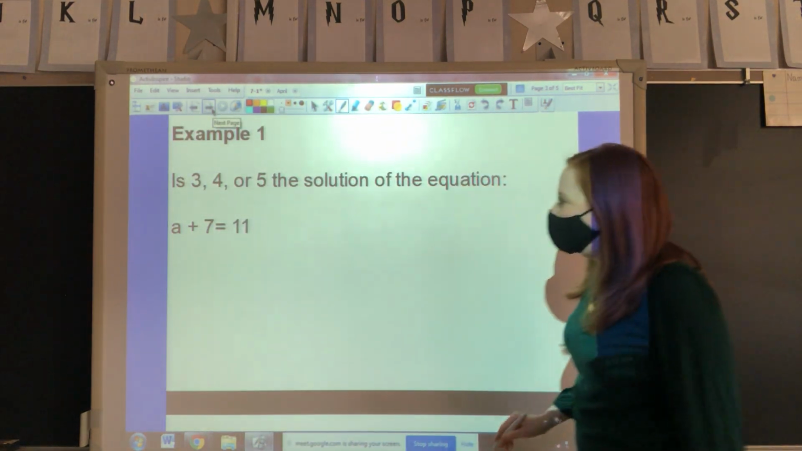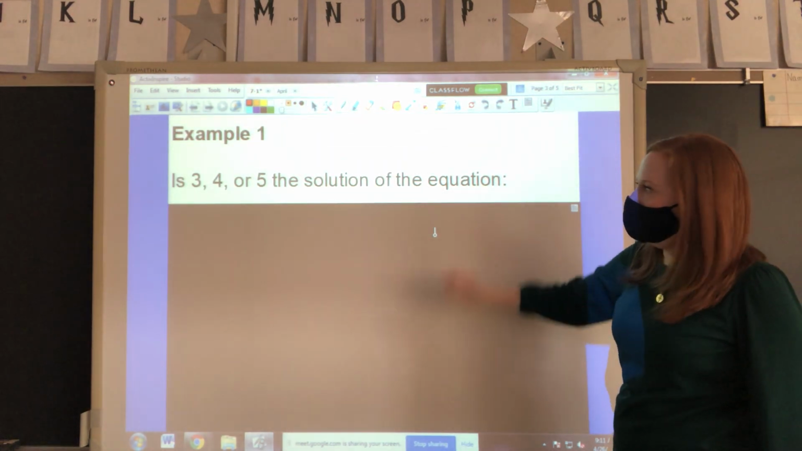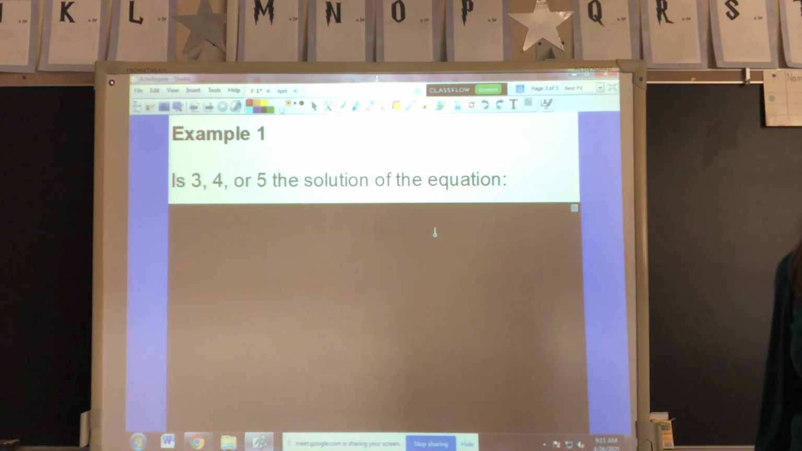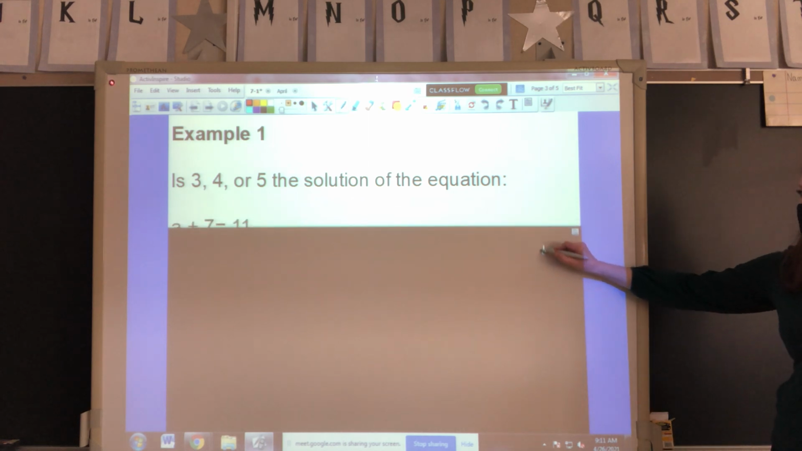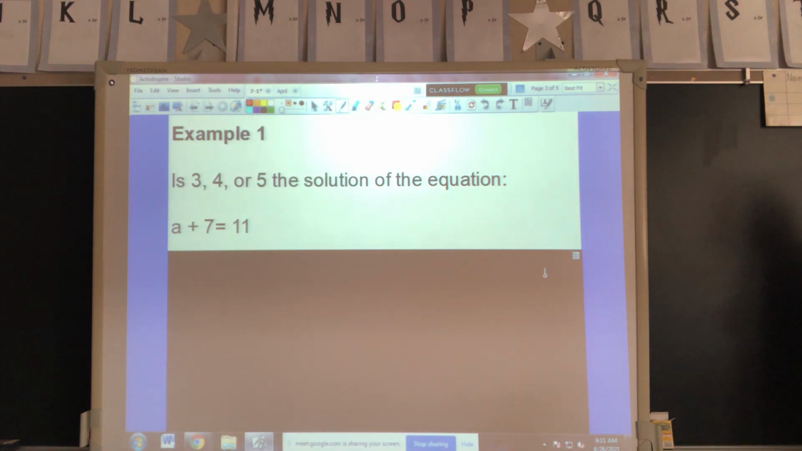Alright, example 1. And again, this is in your book. If you want to look in your book, this is just number 1 on page 514. So it says, is 3, 4, or 5 the solution of the equation a plus 7 equals 11? So write that down, please. All of it in your notes. Even though it's in your book, write it in your notes.